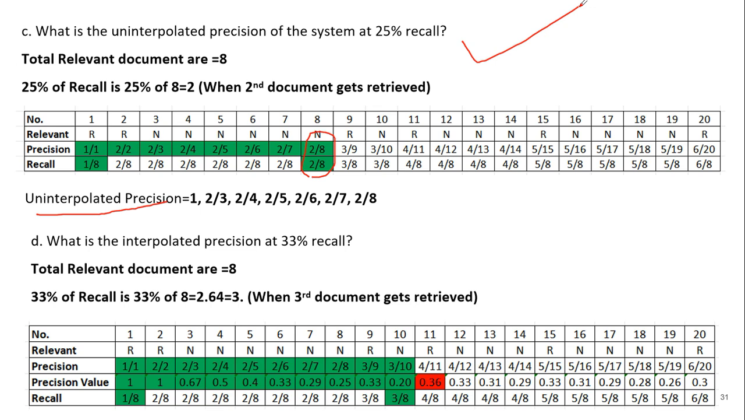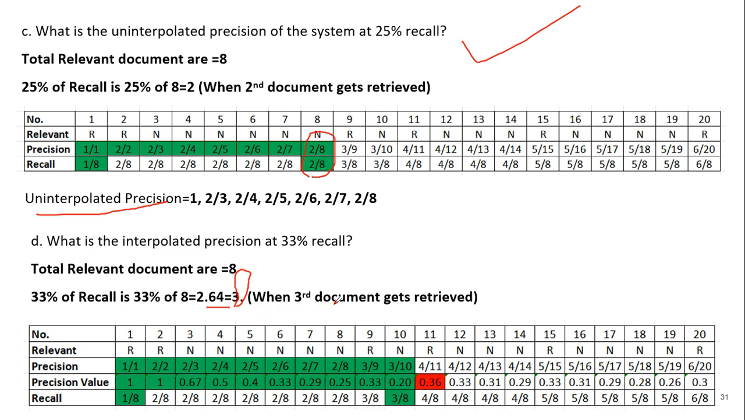Now next is, what is the interpolated precision at 33% of the recall? Again, I have highlighted it for simplicity. What you need to do is, total relevant documents are 8. 33% of 8 is 2.64, which I have rounded off to 3.